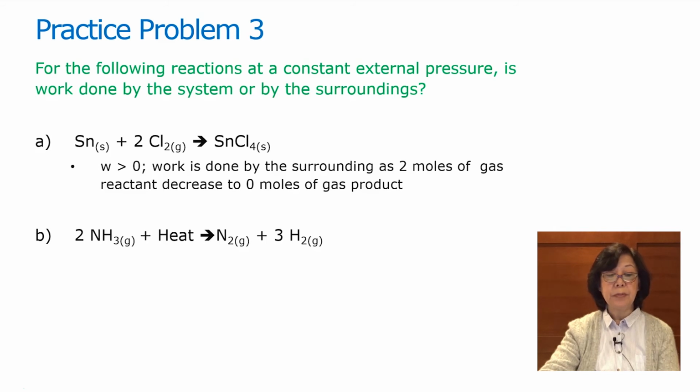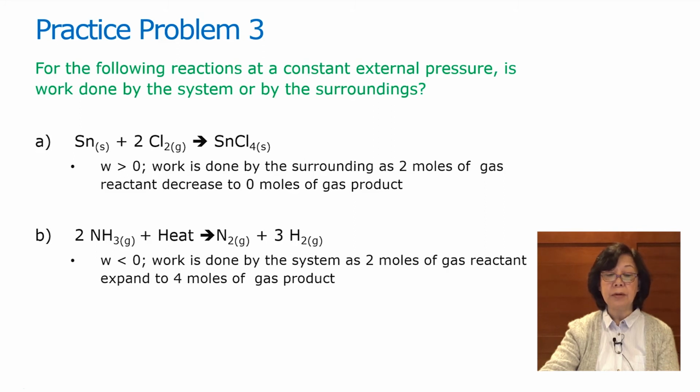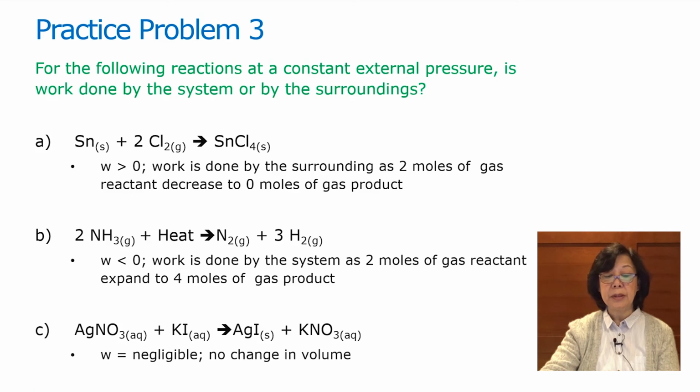We have 2 moles of ammonia endothermically absorbing heat to form nitrogen and 3 moles of hydrogen. Now, we're going from 2 moles of gas reactant to form 4 moles of gas product. So the volume is expanding from the system and against the surrounding. We define that as negative work. In mixing silver nitrate and potassium iodide aqueous solution, the silver iodide precipitate is formed and potassium nitrate aqueous solution. And in this case, there's no change in the volume at all. Therefore, the work is negligible.